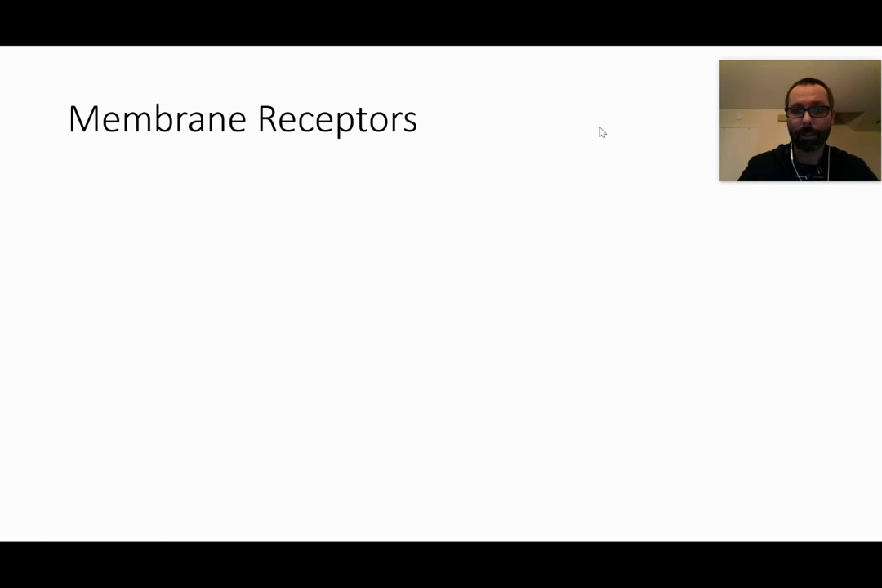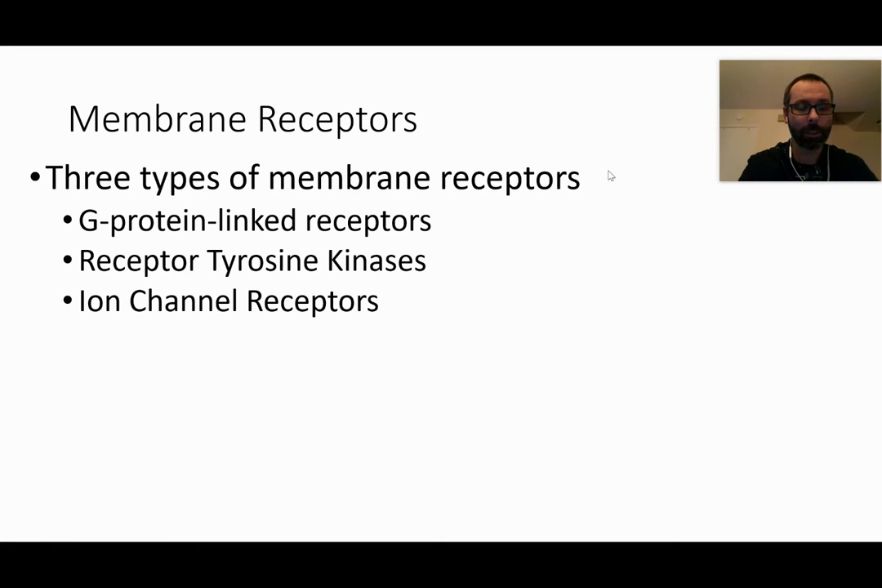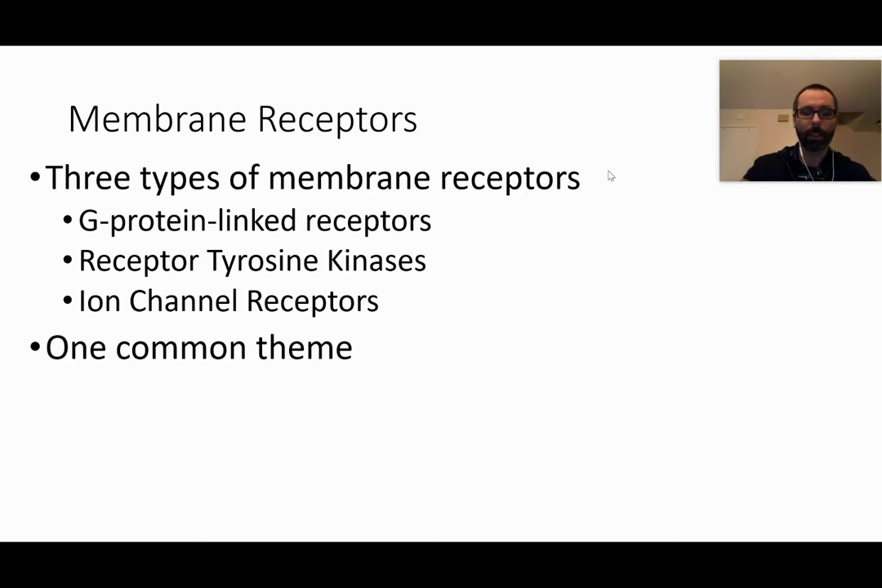Now, the membrane receptors get a little complicated. I'm going to go through some of them right now. There are three main types. You aren't responsible for memorizing those types, but you will come across them in the examples. And there is one common theme, a pattern that you do need to know.